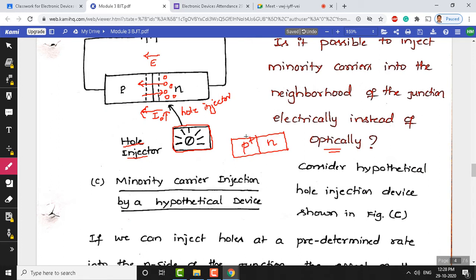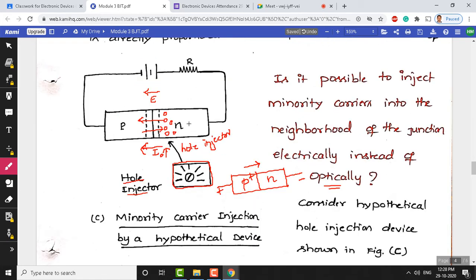Now, this P plus N junction must be forward biased, of course. If you want to inject holes, it must be forward biased. That means you need to connect this P plus N device with P plus to the positive terminal and N to the negative terminal. Definitely holes will be injected from P plus to the N here. This is the direction of current. Now you can think of this hypothetical device as equivalent to P plus N, and look at this reverse biased PN junction which is shown here.